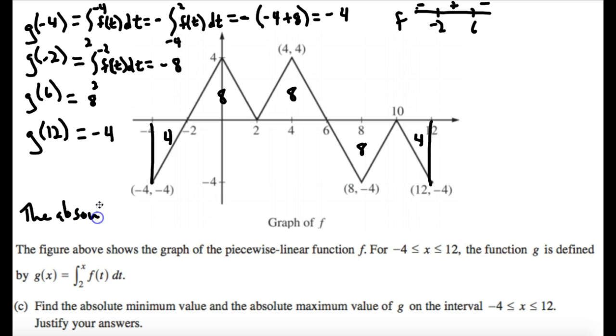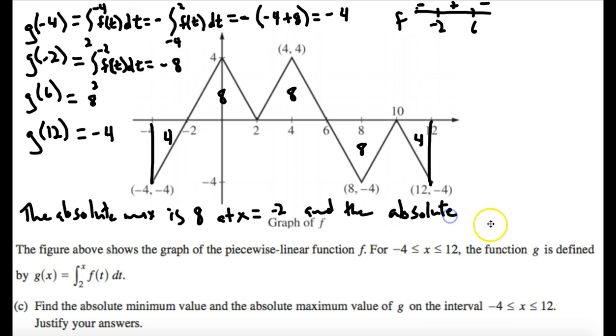the absolute max is 8 at x equals 6, and the absolute min is -8 at x equals -2.